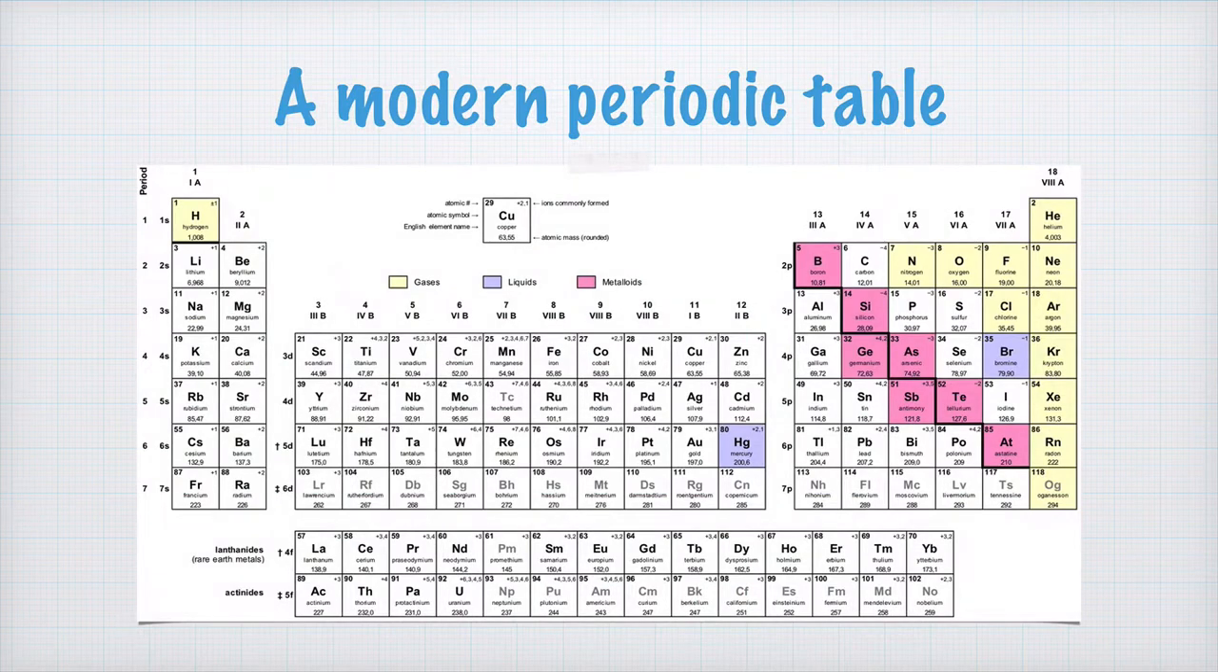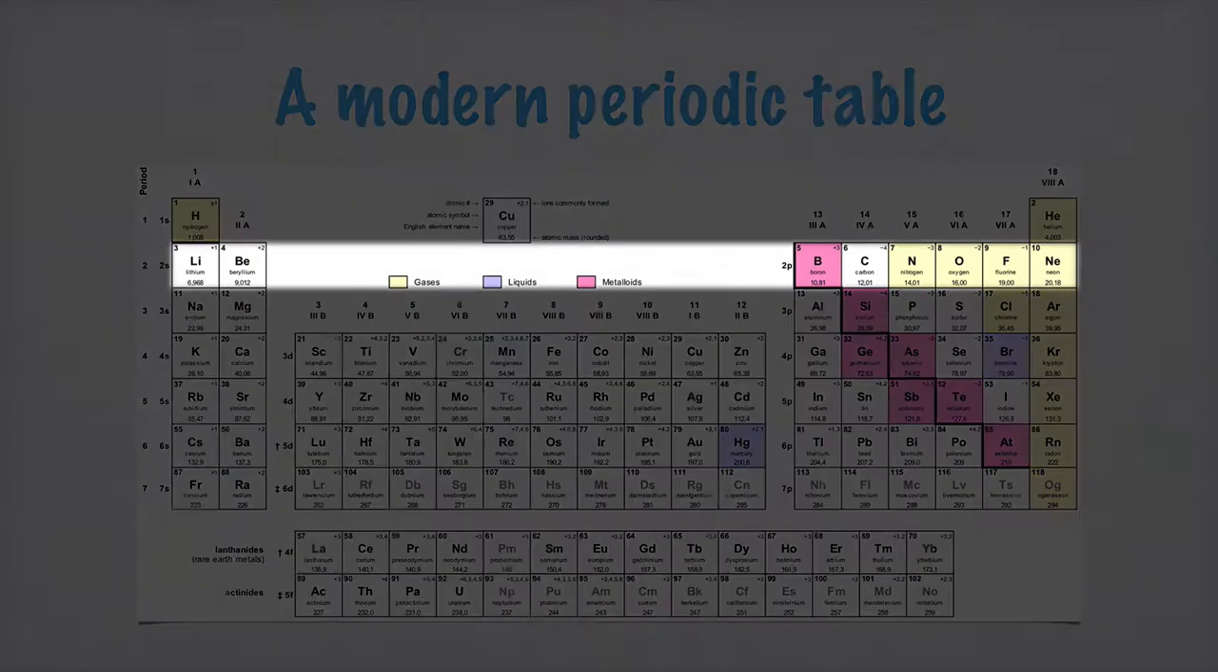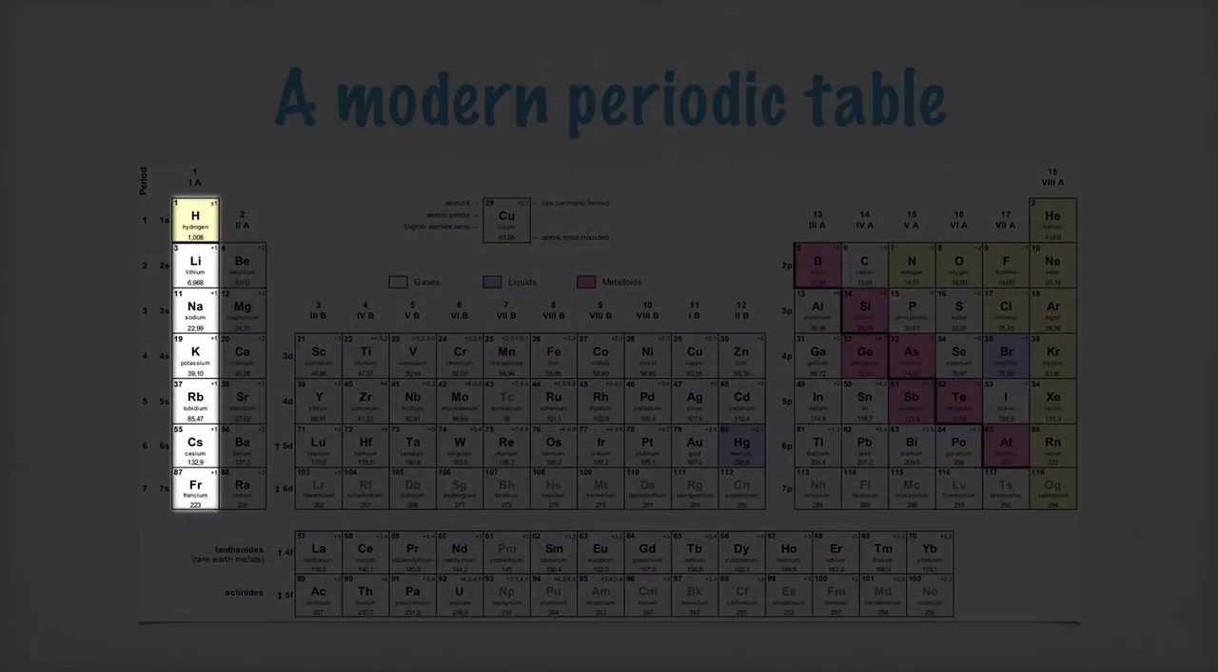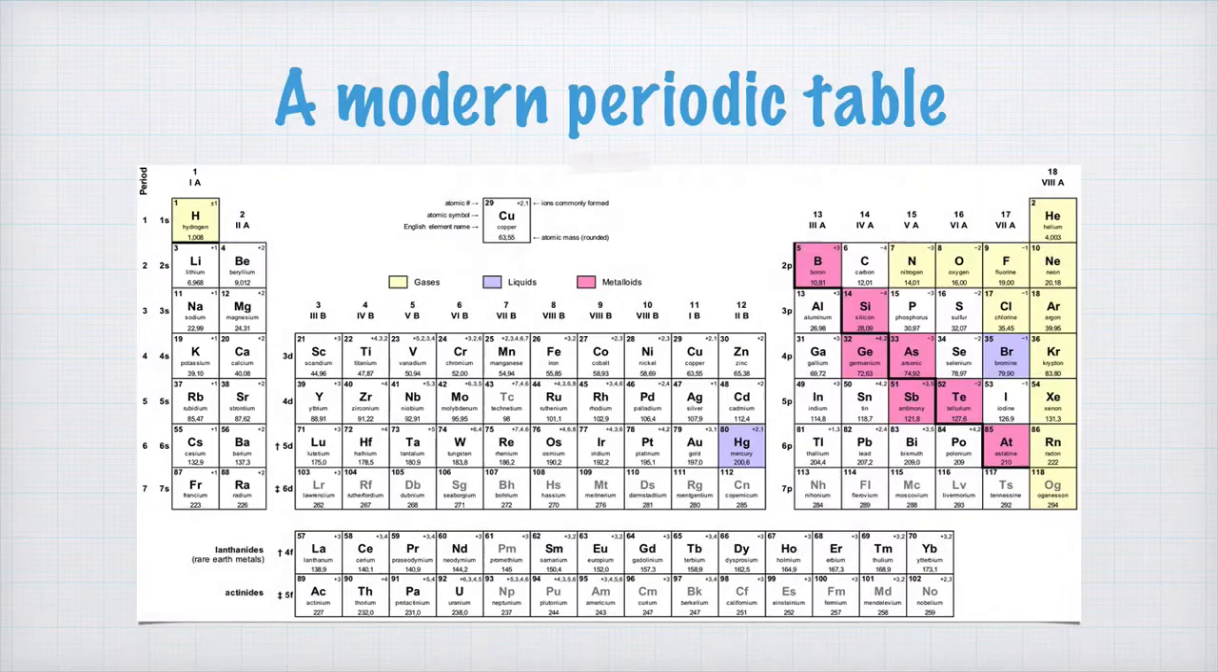This is what a modern periodic table looks like. In the periods, the horizontal rows, the atoms have the same number of electron shells. In the groups, the vertical columns, the atoms have the same number of valence electrons. And what that means is exactly what I'm going to explain thoroughly in this video.